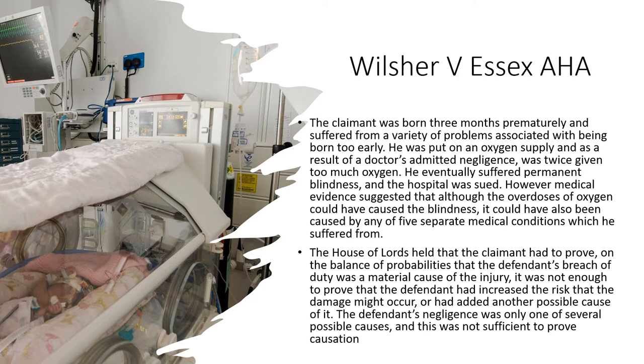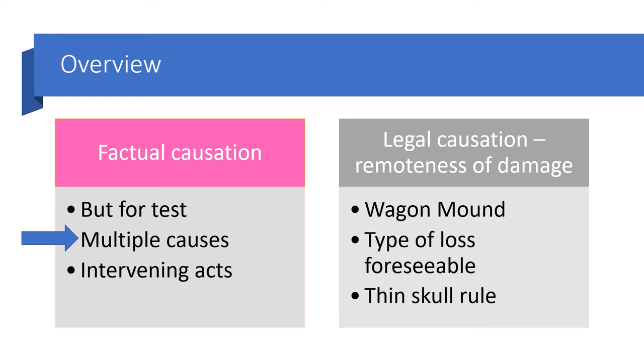So the House of Lords held that the claimant had to prove, on the balance of probabilities, that the defendant's breach of duty was a material cause of the injury, and it was not enough here to prove that the defendant increased the risk that the damage might occur, or had added another possible cause of it. So the defendant's negligence was only one of several possible causes, and this was not sufficient to prove causation. It couldn't be proven that the defendant was the cause of the blindness. So those are the rules when considering multiple causes then.